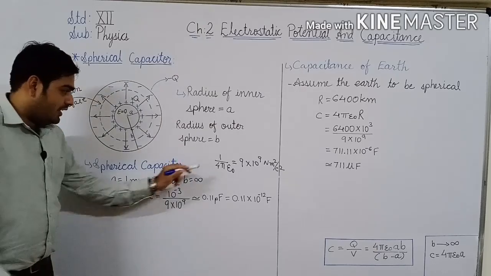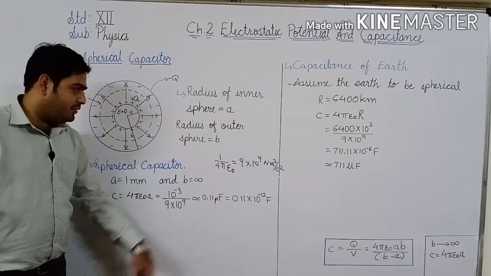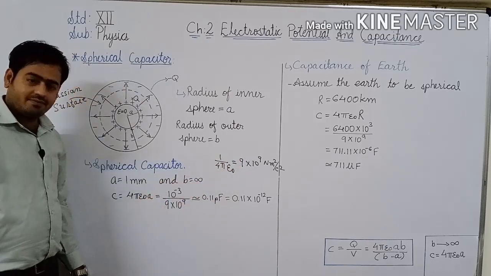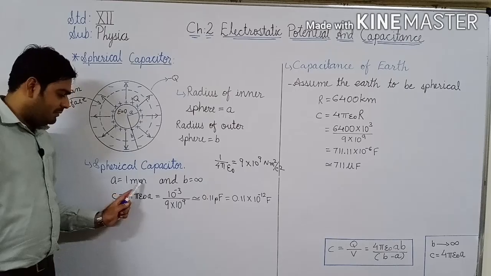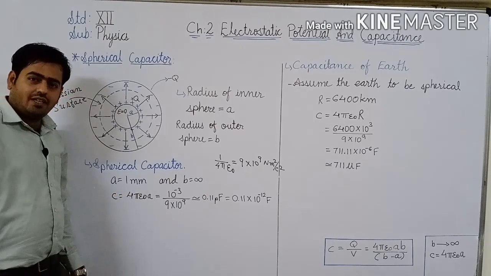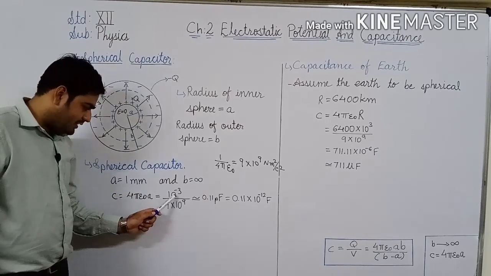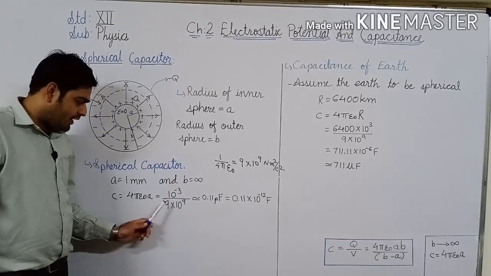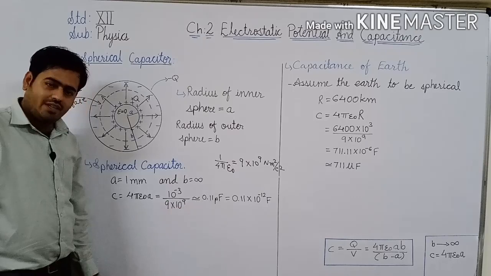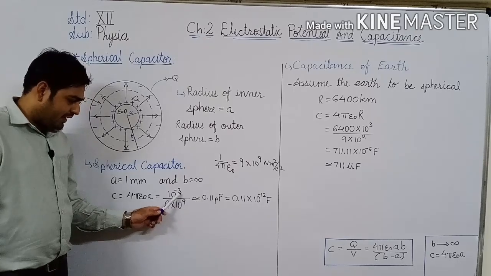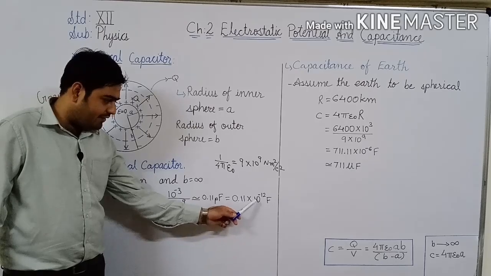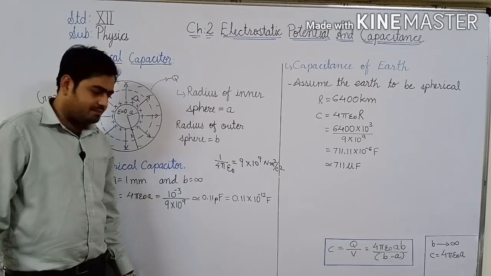So, if 1 upon 4 pi epsilon naught is 9 into 10 raised to 9, then 4 pi epsilon naught is nothing but 1 upon 9 into 10 raised to 9. And what is A? 1 millimeter. Milli is nothing but 10 raised to minus 3. So, 10 raised to minus 3 upon 9 into 10 raised to 9. 1 upon 9, that is 0.11. Minus 3 minus 9, that is minus 12. So, the answer will be 0.11 into 10 raised to minus 12 farad.